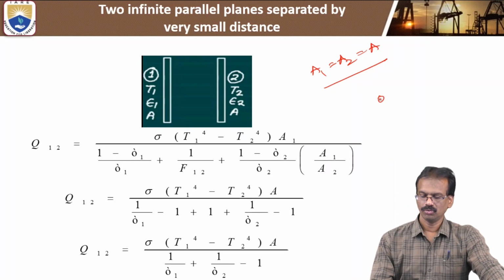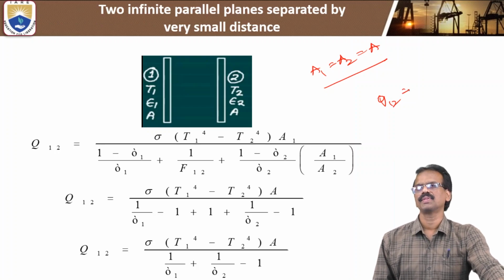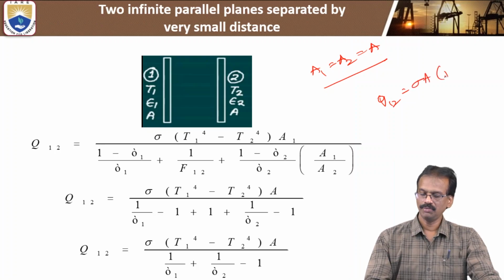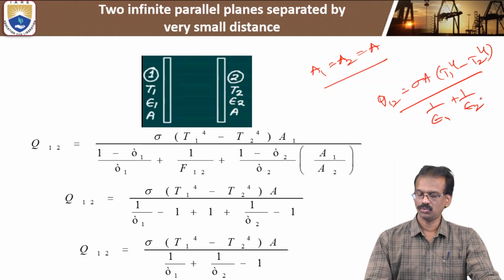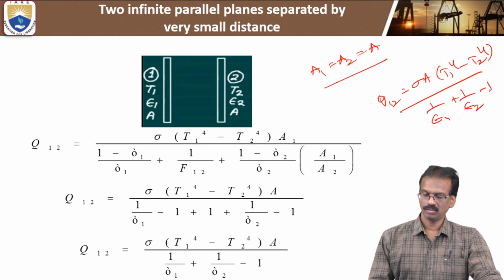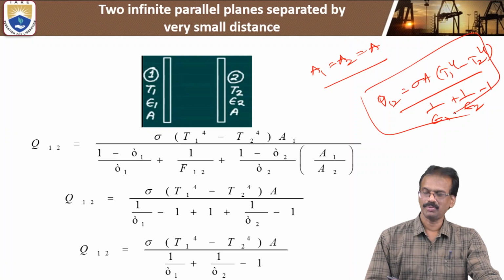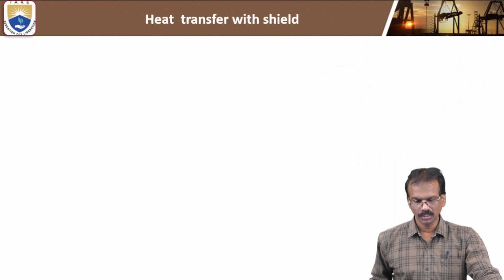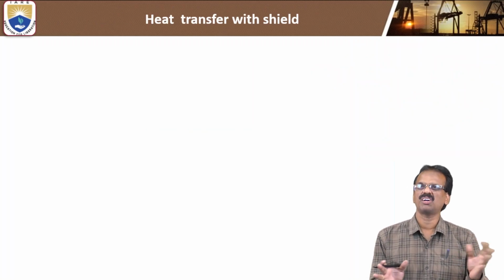Q12, the rate of heat transfer from surface 1 to surface 2, is equal to sigma A into (T1 to the power of 4 minus T2 to the power of 4) divided by (1 by epsilon 1 plus 1 by epsilon 2 minus 1). This formula we already derived in the previous class also. One more condition we already discussed. Up to this point we covered in the previous class.